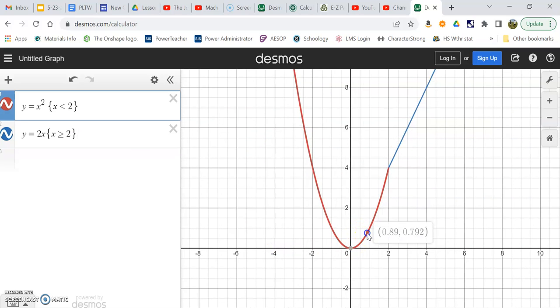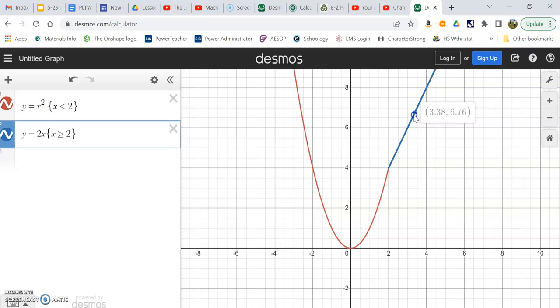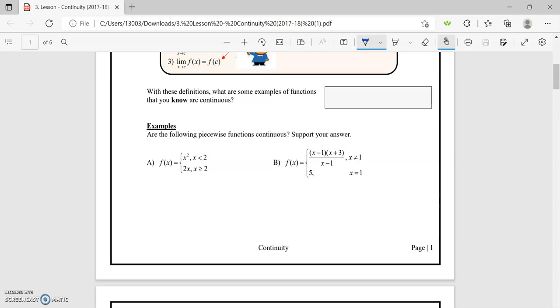If we follow the red graph, we hit 2 and it's undefined, right? Because it says x is less than 2. Now we look at the blue one. That is our other equation, 2x. And we go 2x, and when we get to 2, we do have a value. So there's some good things happening.